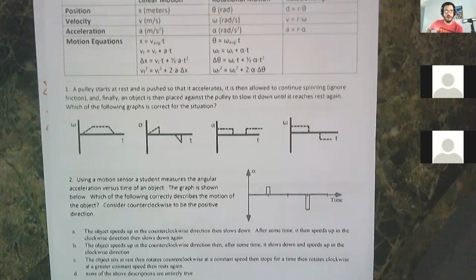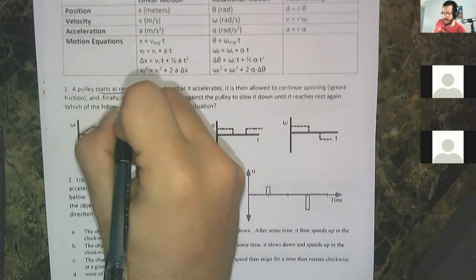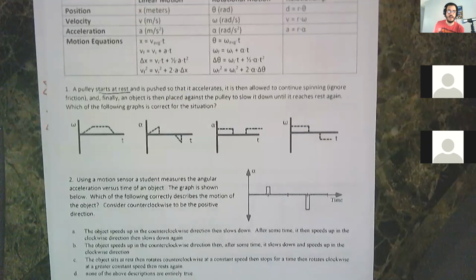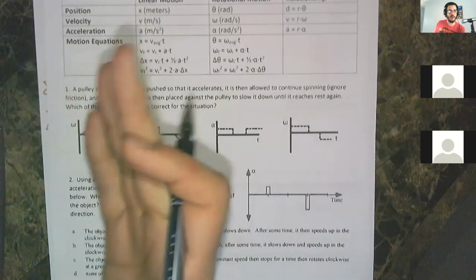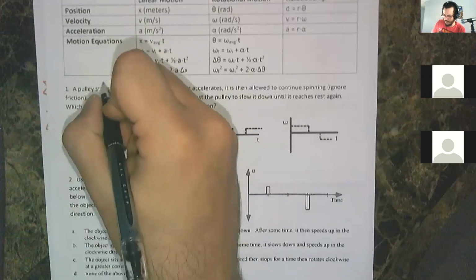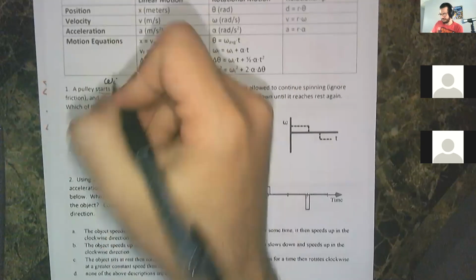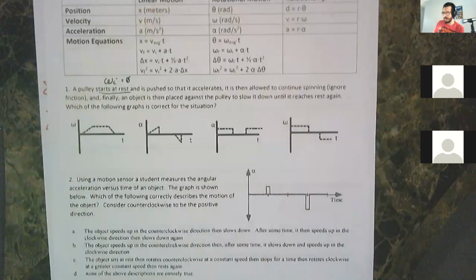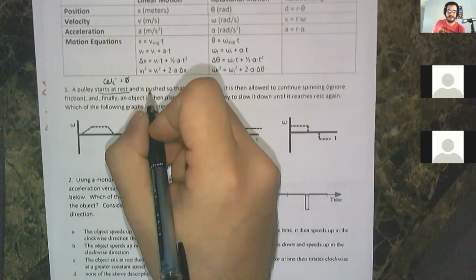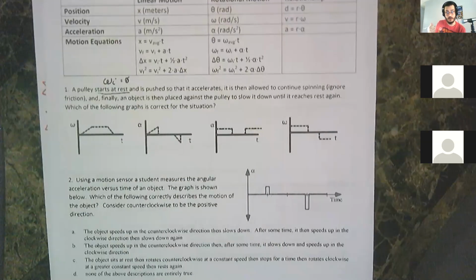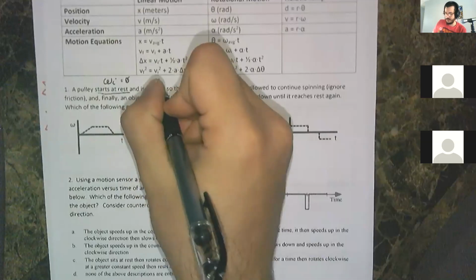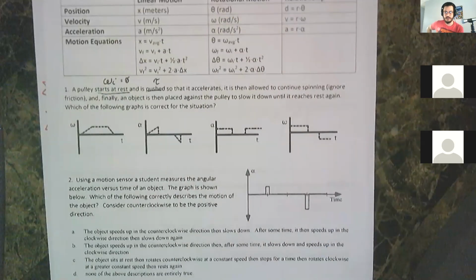Let's look at number 1. A pulley starts at rest and is pushed so that it accelerates. Good thinking would be to take phrases that give you an idea of your quantities and write the quantity. What is it telling you? Starts at rest means that we have an initial angular velocity of 0. And it is pushed. A push that makes something accelerate in the way that it turns is a torque. That's from the second video that we've done.